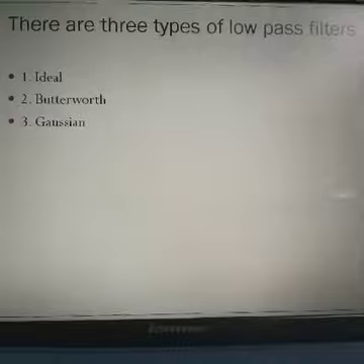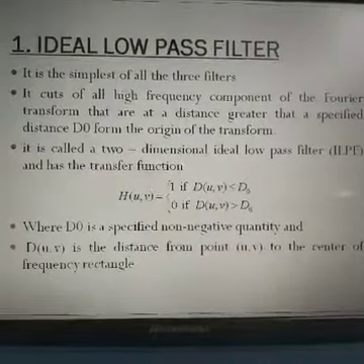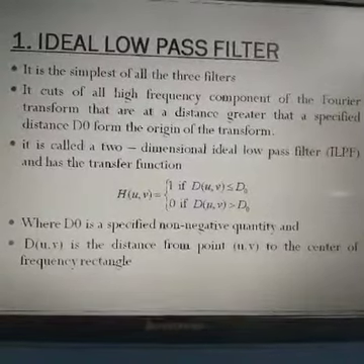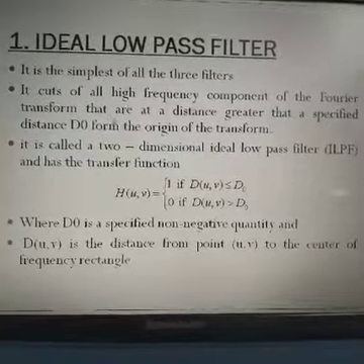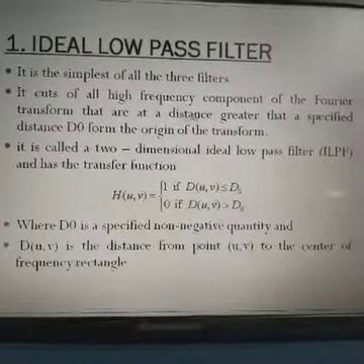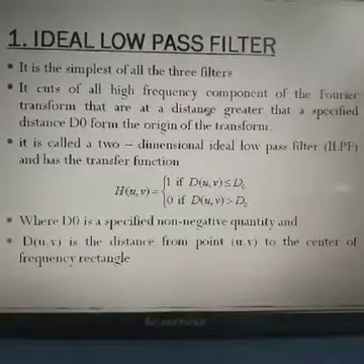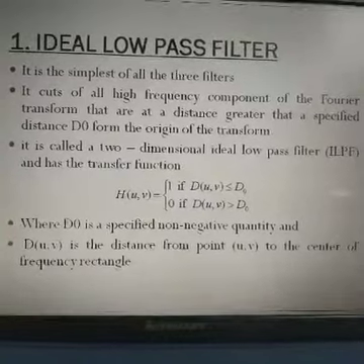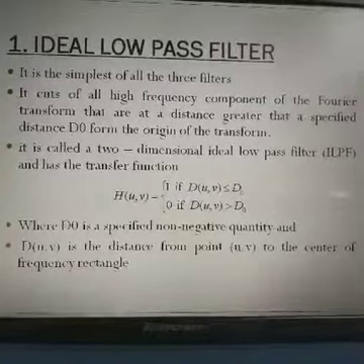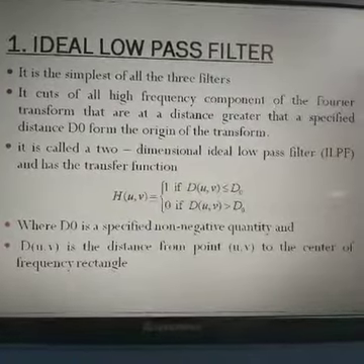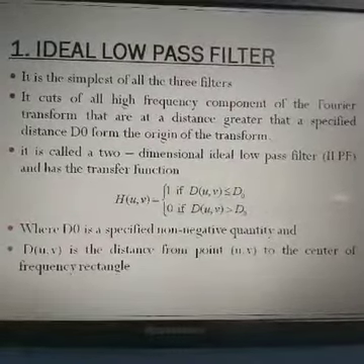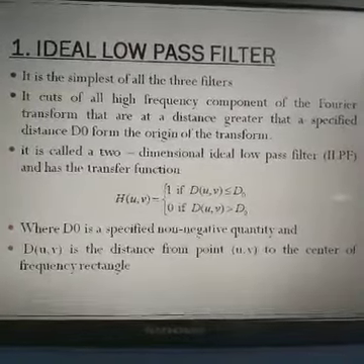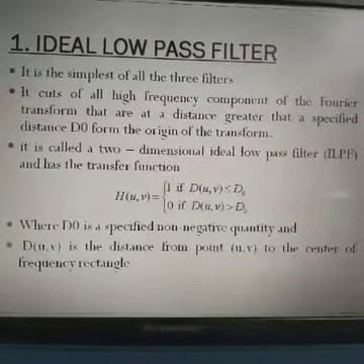The very first filter is the ideal low pass filter. It is one of the simplest filters out of the three filters. It cuts all the high frequency components of the Fourier transform that are at a distance greater than a specific distance d naught from the origin of the transform. So it cuts all the high frequencies, that is, ignores them, from the Fourier transform that are at a distance greater than a specific distance. Distance is to be measured as d naught, apart from the origin of the transform.